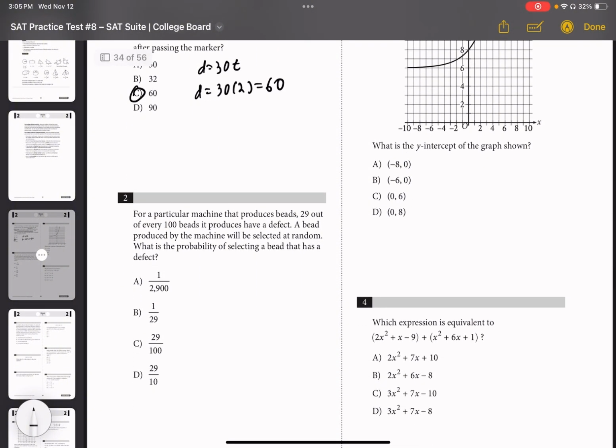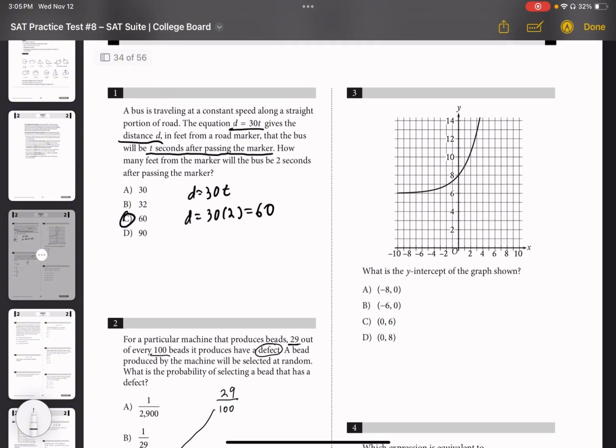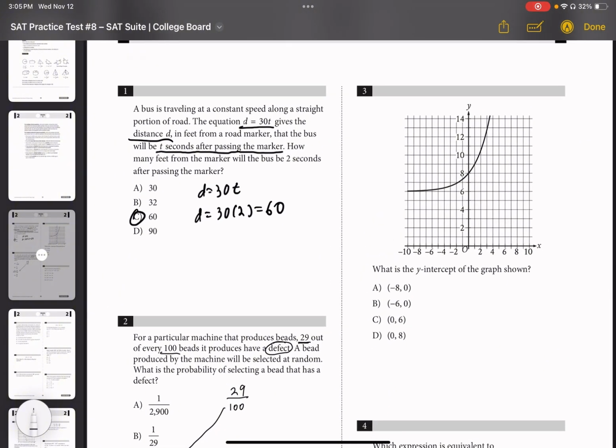Question number 2, for a particular machine that produces beads, 29 out of every 100 beads it produces will have a defect. A bead produced by the machine will be selected at random. What is the probability of selecting a bead that has a defect? So remember, 29 out of every 100 will have a defect, so that is literally our answer. Option choice C. Remember, these tests start out super easy, progressively get harder, so you ready for that?